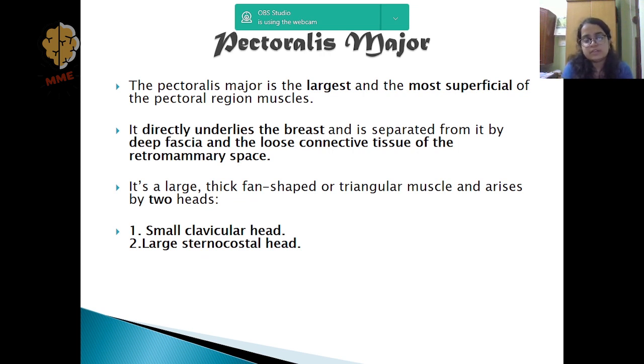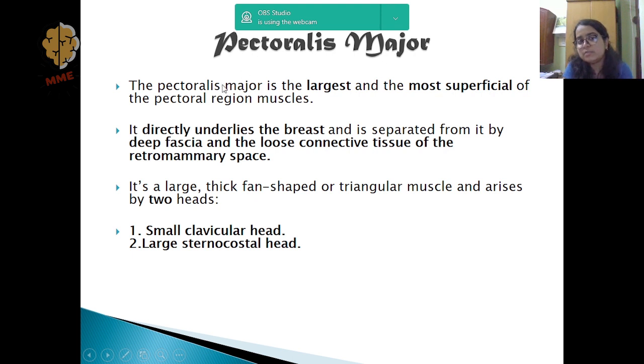Now, if we perform a dissection of the pectoral region, the first layer we come across is the skin. If we retract the skin, we come across the superficial fascia. If we retract the superficial fascia, we come across the fascia covering the pectoralis major muscle, which we call the deep fascia. Then we come across the clavipectoral fascia, which covers the pectoralis minor muscle, and then the pectoralis minor muscle.